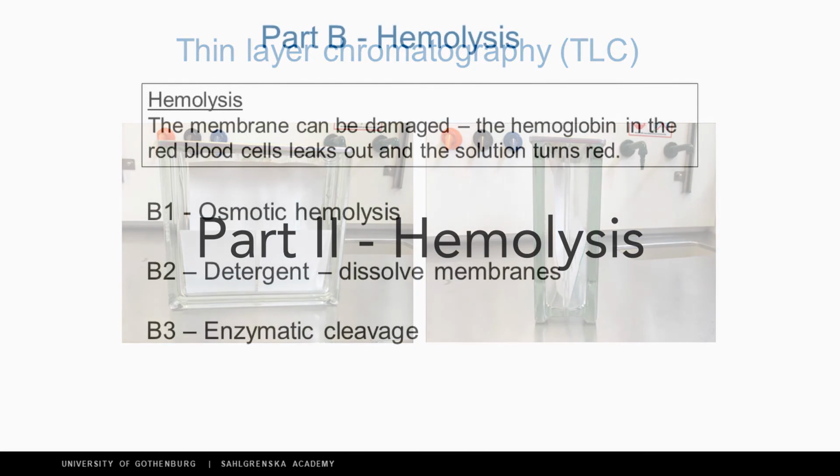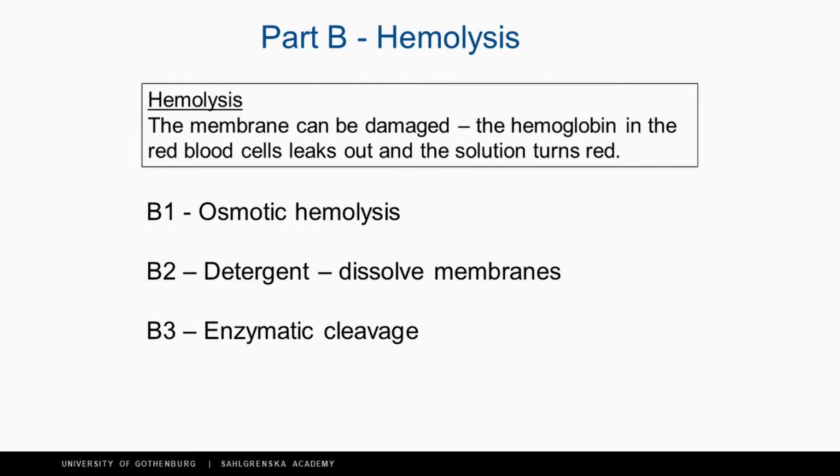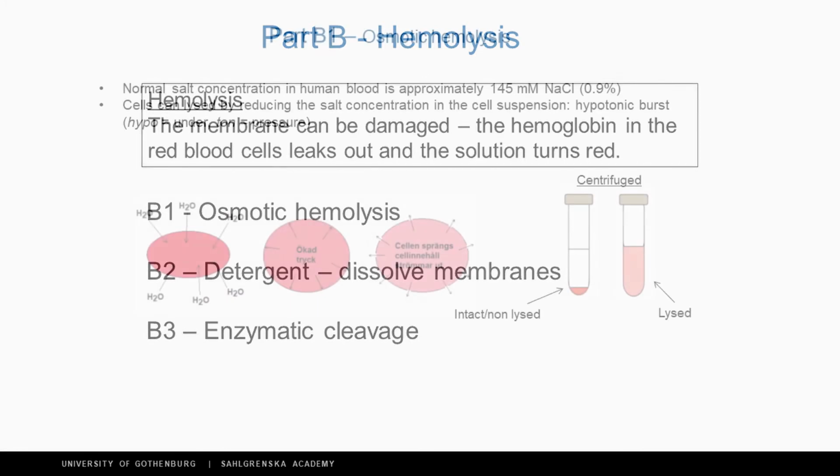In the second part of the lab, we will have a look at how membrane components can be isolated by destroying the cell membrane. Hemolysis takes place when the erythrocyte membrane is damaged and hemoglobin is released into the surrounding liquid. You will use different methods to carry out hemolysis. First, osmotic hemolysis, detergent hemolysis, and then enzymatic cleavage.